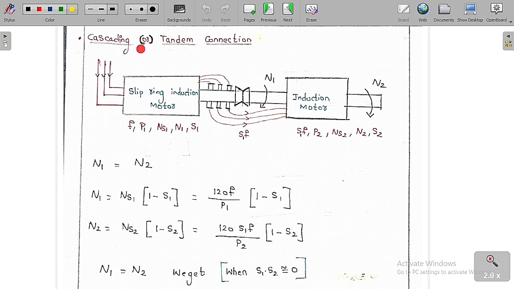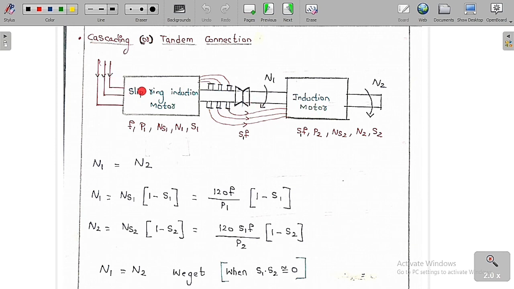Now we will discuss one important concept, which is called the cascading or the tandem connection. Cascading or the tandem connection is a very important concept that you should always remember. It's a very beautiful concept. Suppose this is a slip ring induction motor and this is a normal squirrel cage induction motor. Suppose these two are connected, coupled together, then what is going to happen, that we are going to see here.